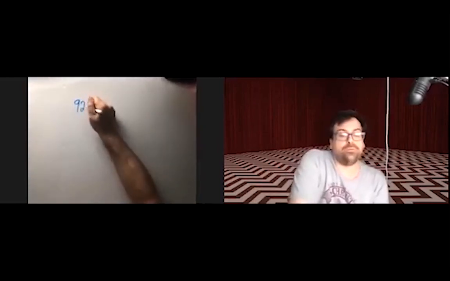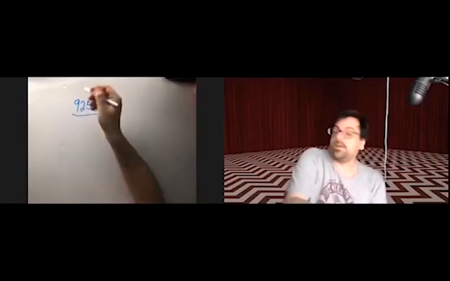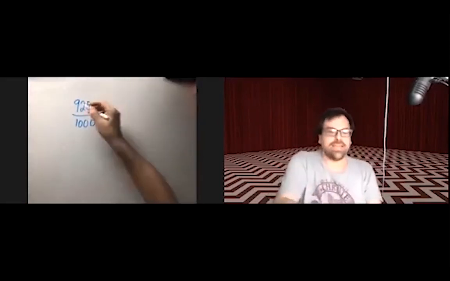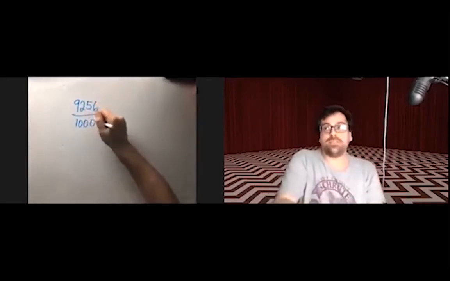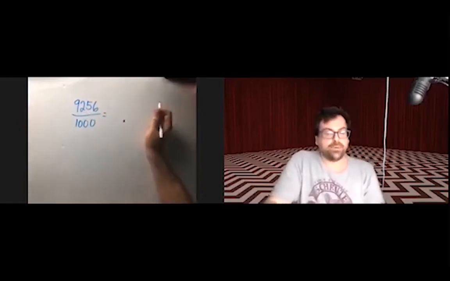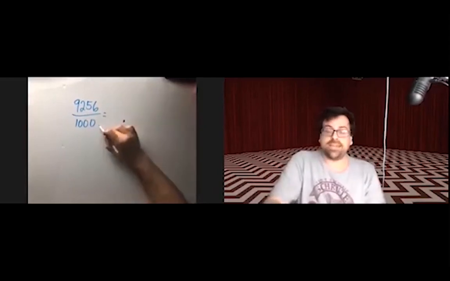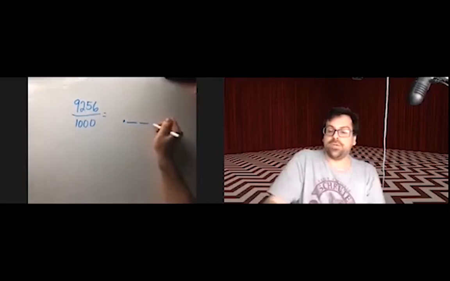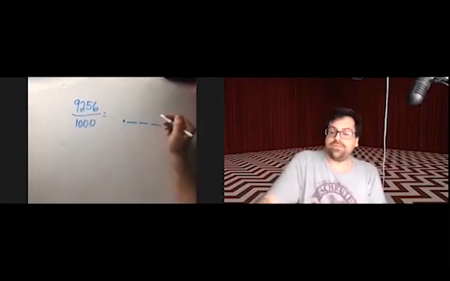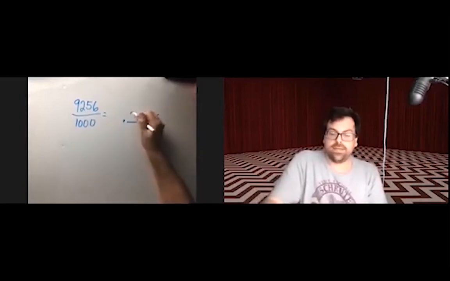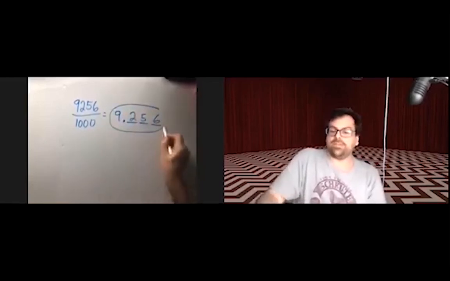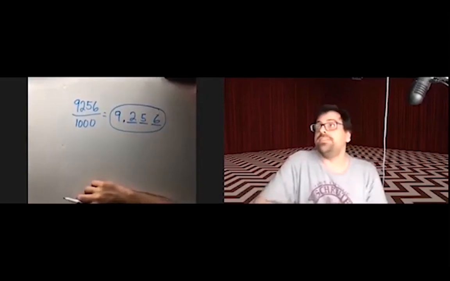9, 2, 5, 6 over 1,000. 9,256 thousandths. It's improper though, so we're going to expect something to the left of the decimal point. But let's identify thousandths. Tenths, hundredths, thousandths. We write the number 9,256 ending in that spot, which means the 9 gets pushed out to the left. 9.256.